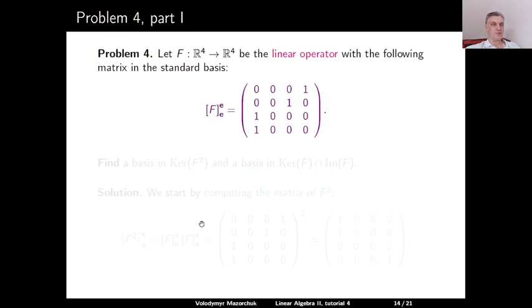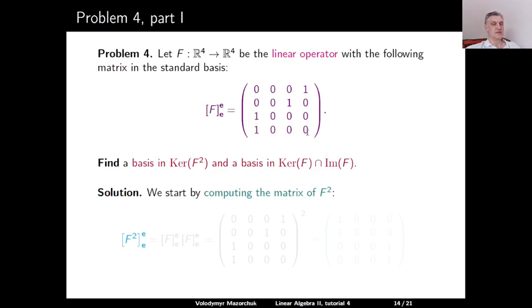Problem 4. Let F be a linear operator on R4 which has the following matrix in the standard basis: 0, 0, 0, 1, 0, 0, 1, 0, 1, 0, 0, 0, 1, 0, 0, 0. Find a basis in the kernel of F squared and find a basis in the intersection of the kernel of F and the image of F.